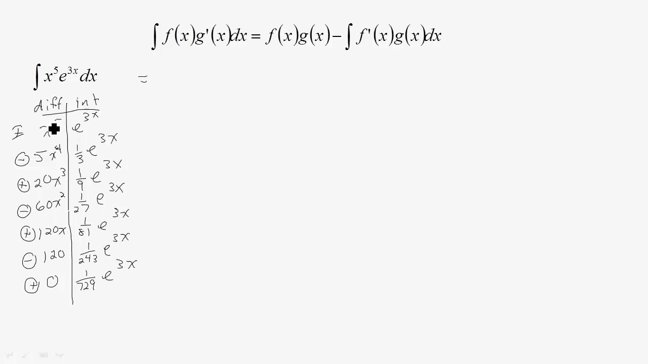So we multiply here. We get 1/3 x to the fifth e to the 3x. There's that product. Minus this integral, which we trade in for this product. So we get a minus 5/9 x to the fourth e to the 3x. And then we get plus this product, 20/27 x cubed e to the 3x, right?